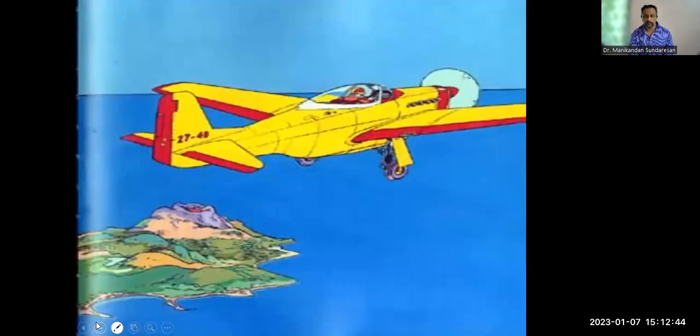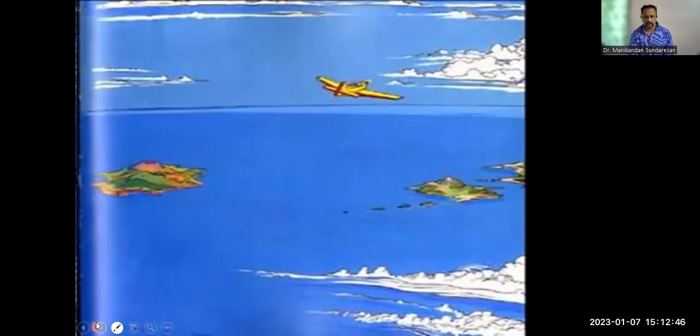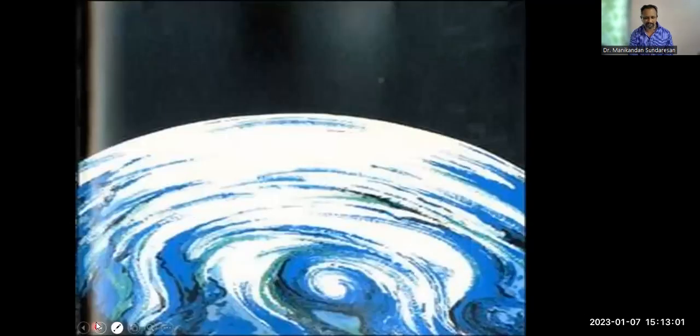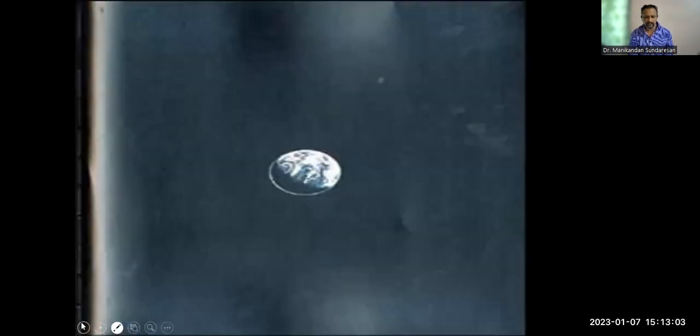And here we go. This is where we stopped. The next picture. The plane just swivels over and it is flying over the ocean. And this is the sphere of Earth. So this is our Earth, planet Earth.